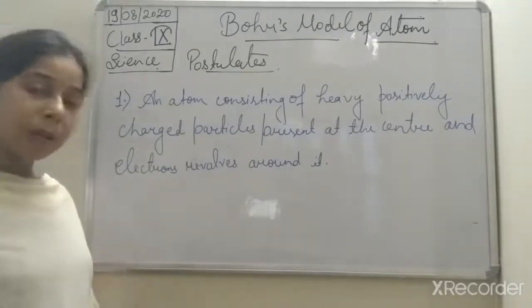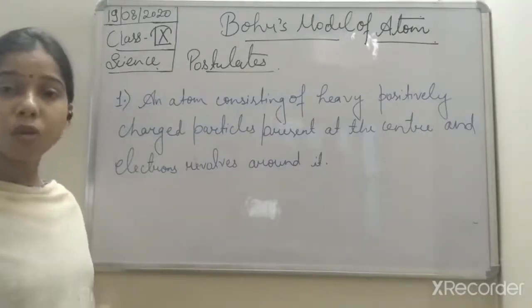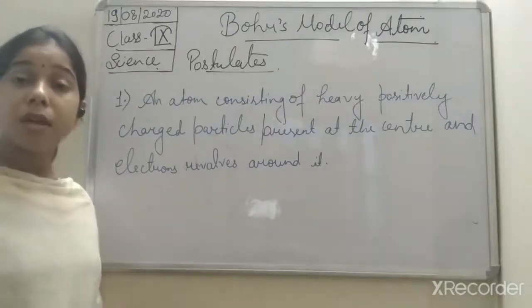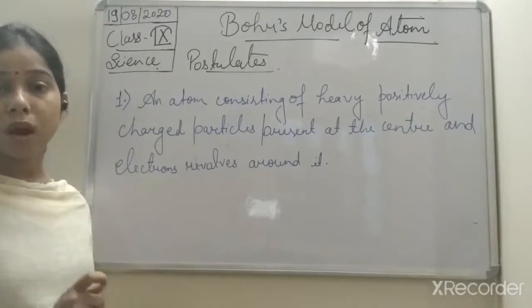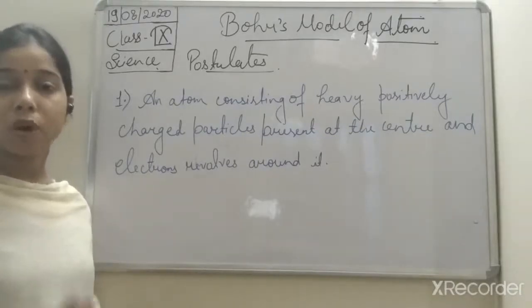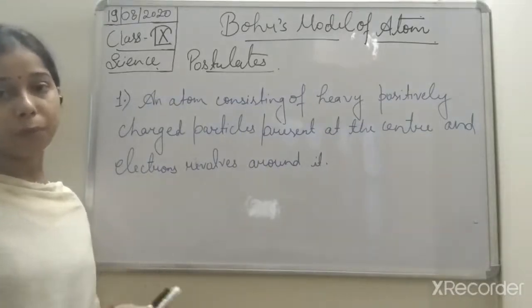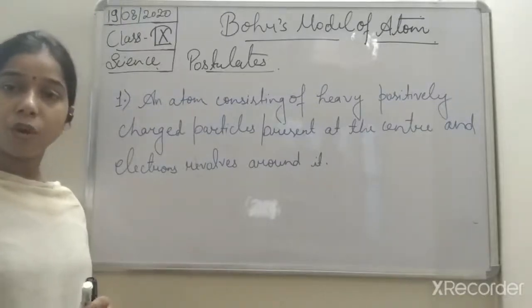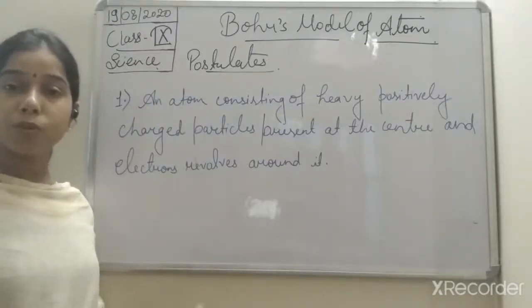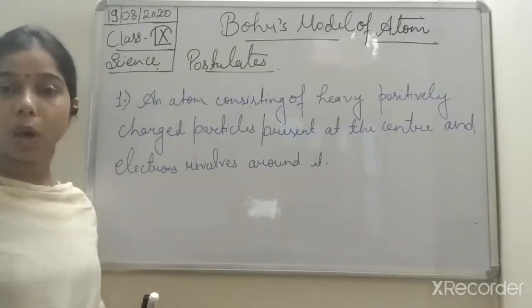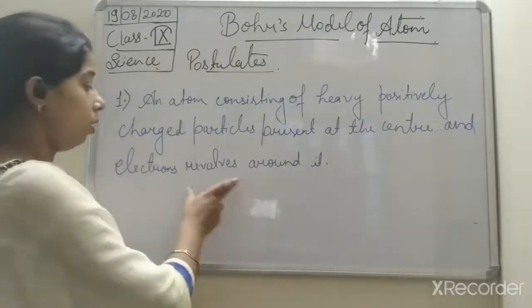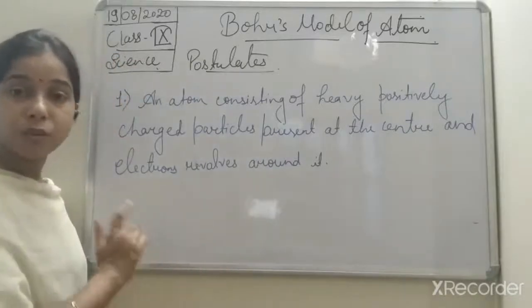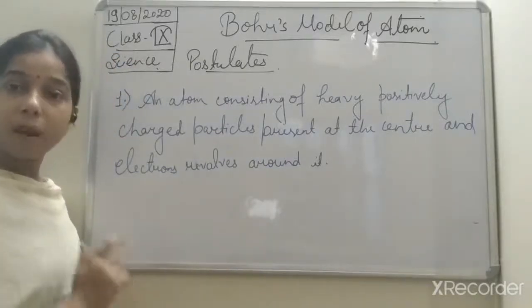Why is it positively charged, students? Because of the presence of protons and neutrons in it. Since a neutron has no charge and a proton has a positive charge, it is because of the protons that the nucleus is positively charged. You know that the sum of protons and neutrons is known as nucleons. Now, electrons revolve around the nucleus. What is an electron? A negatively charged particle.